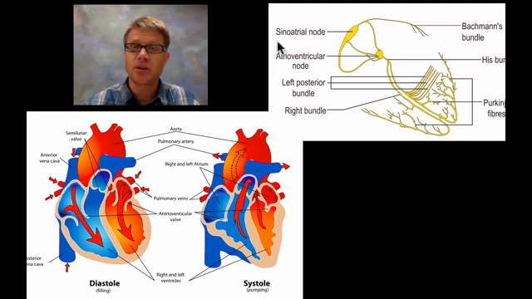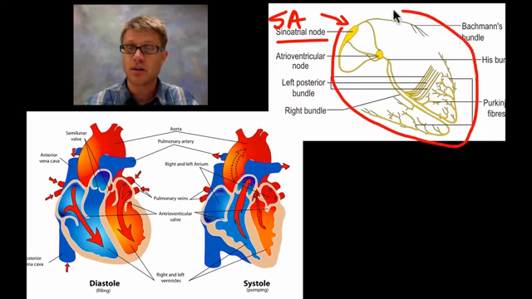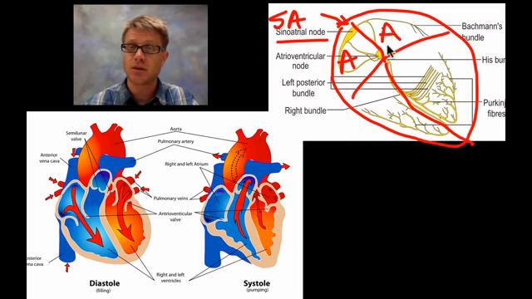So basically you have the sinoatrial node, or the SA node, and what it's going to do is this is where the heart contraction is going to start. So you can imagine here is our heart. Let me draw it in so you can kind of look at it. So we've got our atriums, and then we have our ventricles here.